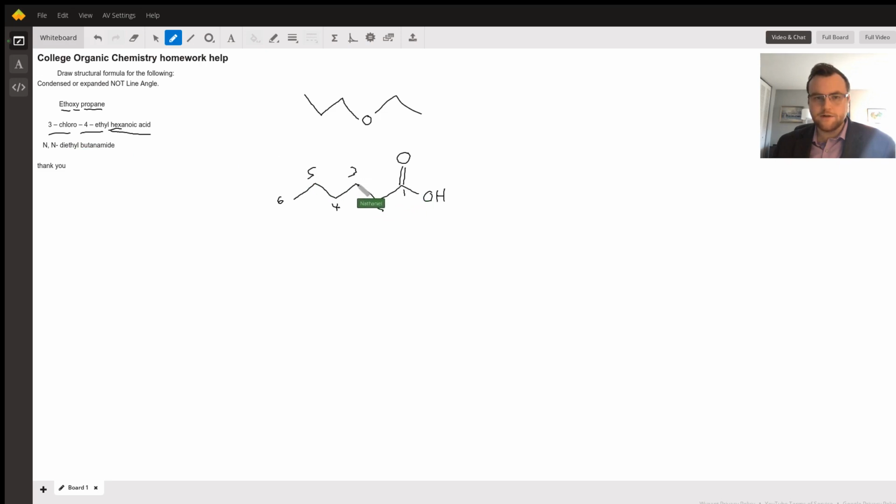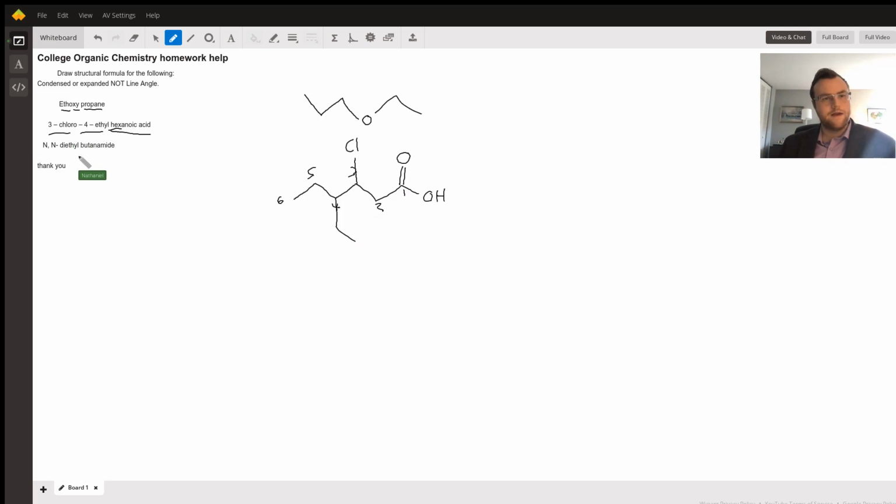So 1, 2, 3, this is my 3rd carbon, and I am going to attach my chloro group right here, just a simple chlorine to the 3rd carbon. And now I'm going to attach an ethyl group, 2 carbons, to the 4th carbon. So it's going to look something like this in the end, minus the numbers. So this takes care of our 3-chloro-4-ethylhexanoic acid.